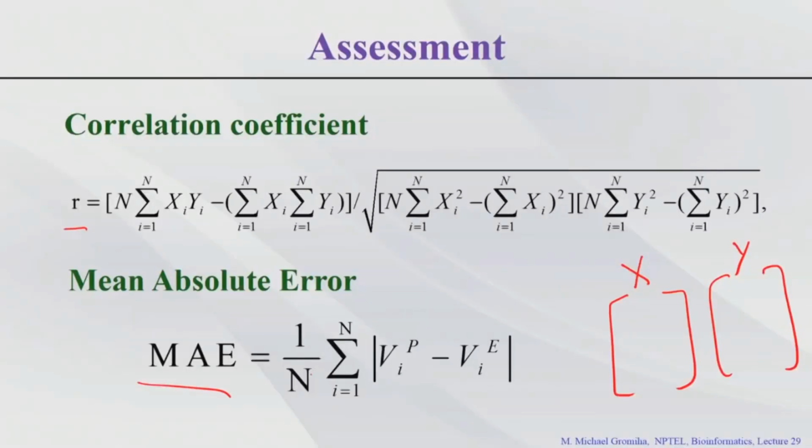So, this we can get as 1 by n, sigma of the absolute value of predicted minus experimental, and take the average; then we get the mean absolute error. So, should the mean absolute error be high or low? Low. The correlation coefficient should be high. So, if you get a good, high correlation and low error, then you can say your method works fine.